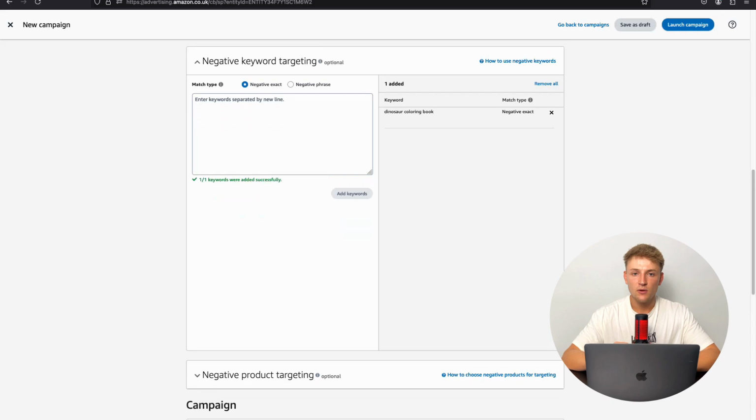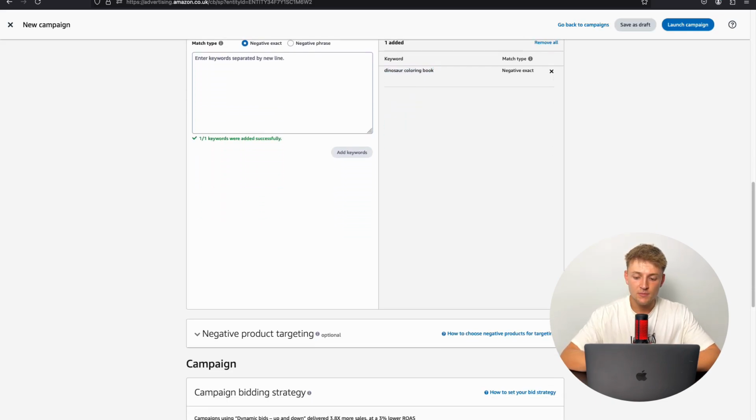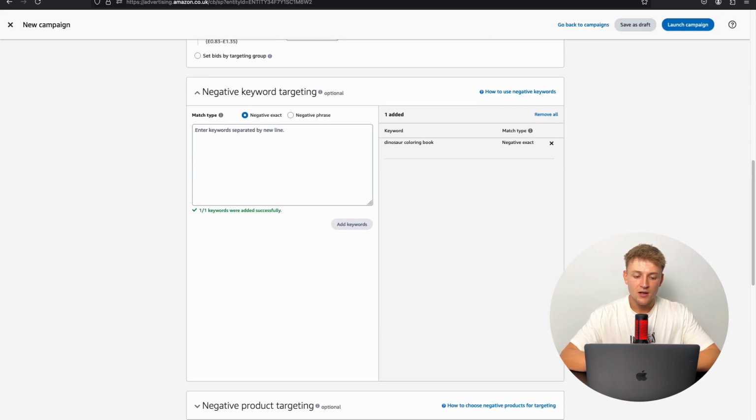Any specific words you don't want your book to be shown against, you can include here. But generally speaking, when you're first launching an auto ad, just leave this blank, and then when you go to optimize it, that's when you start adding in the negative keyword targets. So just as a bit of advice, I would generally leave this blank unless there are some really obvious ones you don't want your product to be shown against.